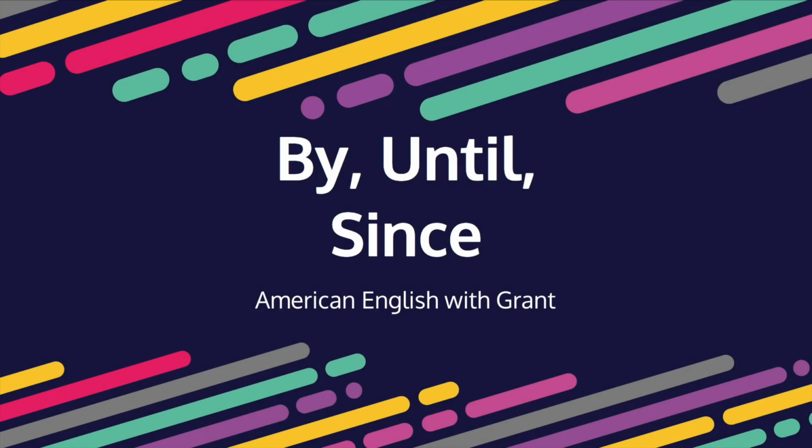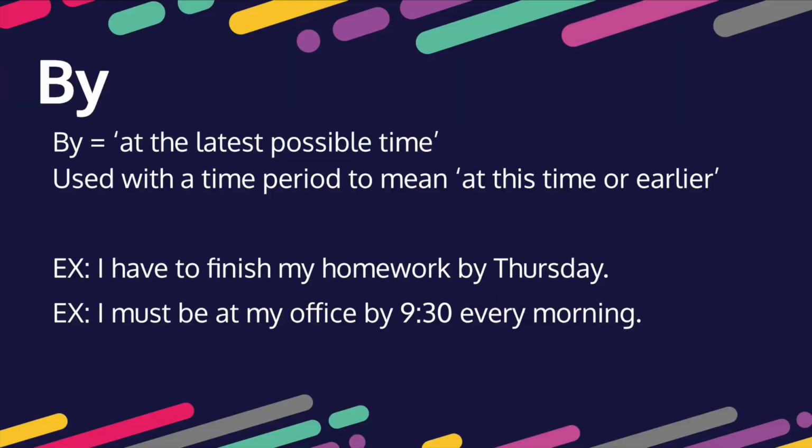Let's get started. All right, first let's talk about the word by. By means at the latest possible time. So when you use by with a time period, it means at this time or earlier. The given time period is the latest this thing can possibly happen. It must be done at this time or earlier.